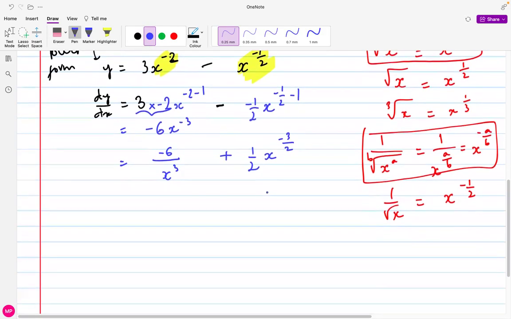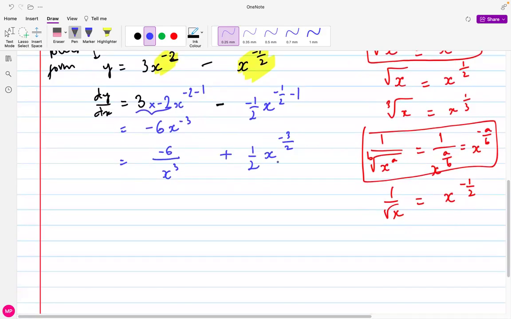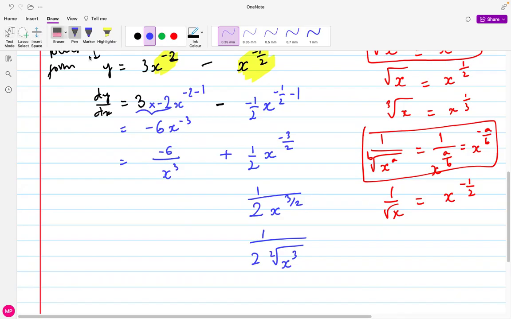And then if you want to make it into surd form, you can convert it to positive power and then make it in surd. So this can be written as 1 over 2, x to the power of negative 3 on 2, bring to the bottom, becomes x to the power of 3 over 2, just positive. And then make that into the surd form as 2, and then x cubed square root here, which you don't have to write the 2. So square root of x cubed, like that. And then negative 6 on x cubed, right?